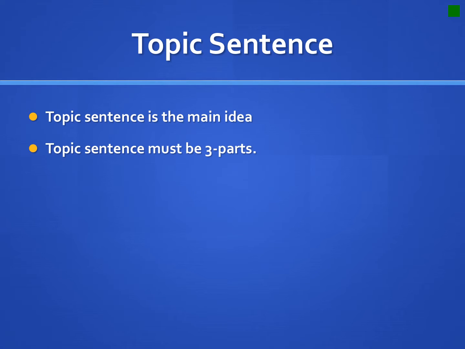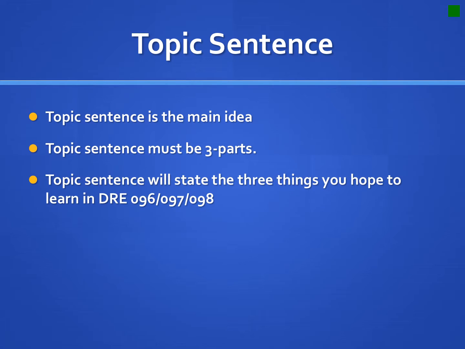The topic sentence that you're going to write for me will be a three-part topic sentence. That's what it's called, a three-part topic sentence, because you have selected 3 skills to improve on. You will name or indicate those 3 skills in the topic sentence. It's called a three-part topic sentence. Okay? Your topic sentence will state the 3 things you hope to learn in your DRE class, whether it's the 96, 97, or 98 class.